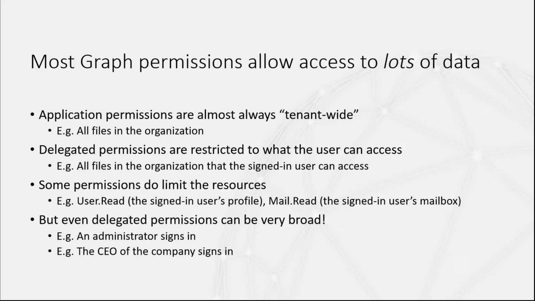Many users can access a lot of files, and some of them might be quite sensitive. And it might be that the application really only needs access to some of them. Other permissions do actually limit which resources can be accessed. So for example, the user.read permission only allows reading one user profile, and that's the user profile of the signed-in user. Mail.read, likewise, only allows accessing one mailbox, which is the mailbox for the signed-in user. So these are examples of delegated permissions that do restrict the set of resources, but it's important to keep in mind that that's why many of the other permissions end in .all, because it's for a lot of things.